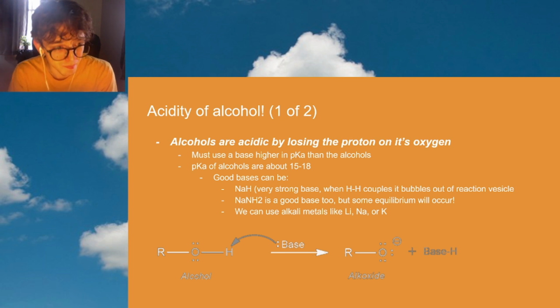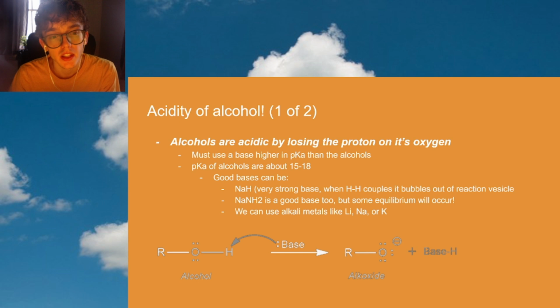All right, so some important notes: you need to use a base whose conjugate acid has a higher pKa than the alcohol you're trying to deprotonate. That's just so you'll get a favorable equilibrium, right? And hopefully, for the most part, negligible amounts of the product you don't want. So we know that the pKa of alcohols is about 15 to 18, so you have to use a pretty strong base, right? Good bases, for example, can be NaH. This is a wonderful base, it's called sodium hydride. When it couples with a hydrogen, it's going to bubble out as hydrogen gas. So if you have a container there, it's going to be an irreversible change.